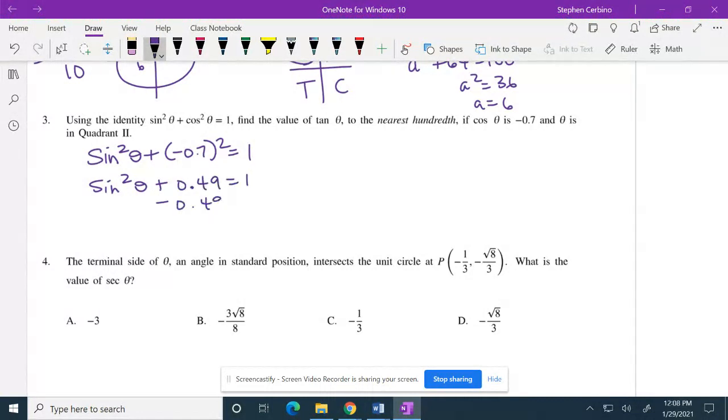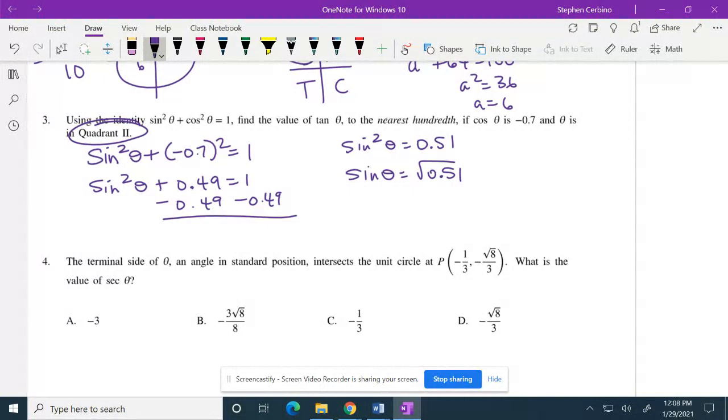If I do some subtraction here, I get sine squared of theta equals 0.51. Since we are in quadrant 2, we know sine is positive, so when I square root this, I'm going to get the positive square root of 0.51. Now to find tangent, we have to remember tangent is the ratio of sine divided by cosine. So the sine we just found is the square root of 0.51. The cosine they told us was negative 0.7. So the tangent value rounded to the nearest hundredth is going to be negative, and whatever that number comes out to be. I'm good at mental math, but not that good. 0.51 divided by 0.7, so we get 1.02.